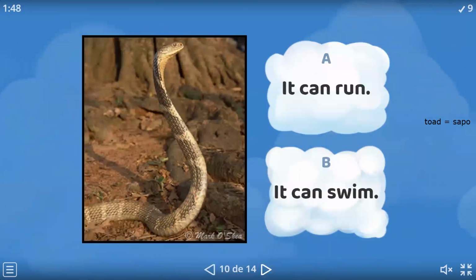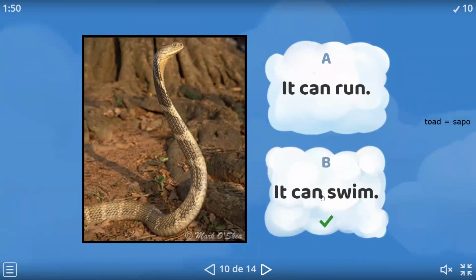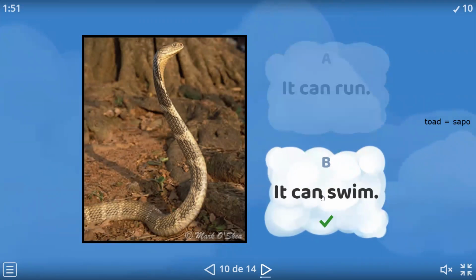Now, what about this one? It can swim. Yes, swim. And it's a snake. Snake. Yes, that's the name.